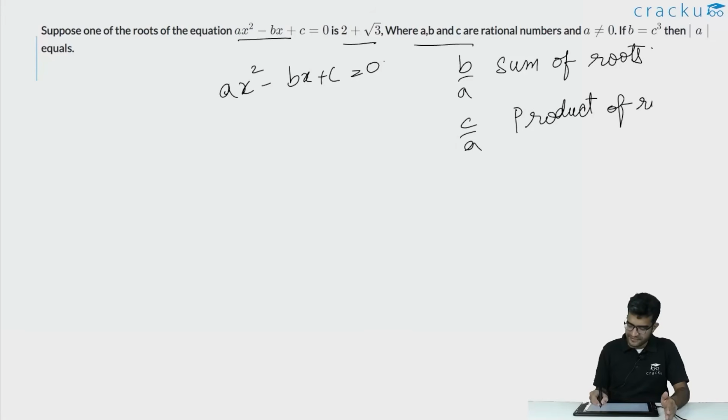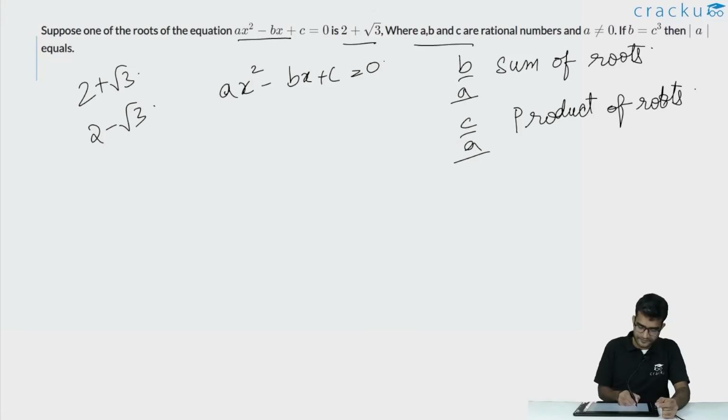Now, because a, b and c are all rational numbers, b by a is rational, c by a is rational. But one of the roots is 2 plus square root of 3. As the sum of the roots and the product of the roots of this quadratic equation are rational numbers, this would imply that the second root has to be 2 minus square root of 3. 2 minus square root of 3 is the conjugate of 2 plus square root of 3. So both of them have to be the roots of the given quadratic equation. Otherwise a, b and c will not be rational.